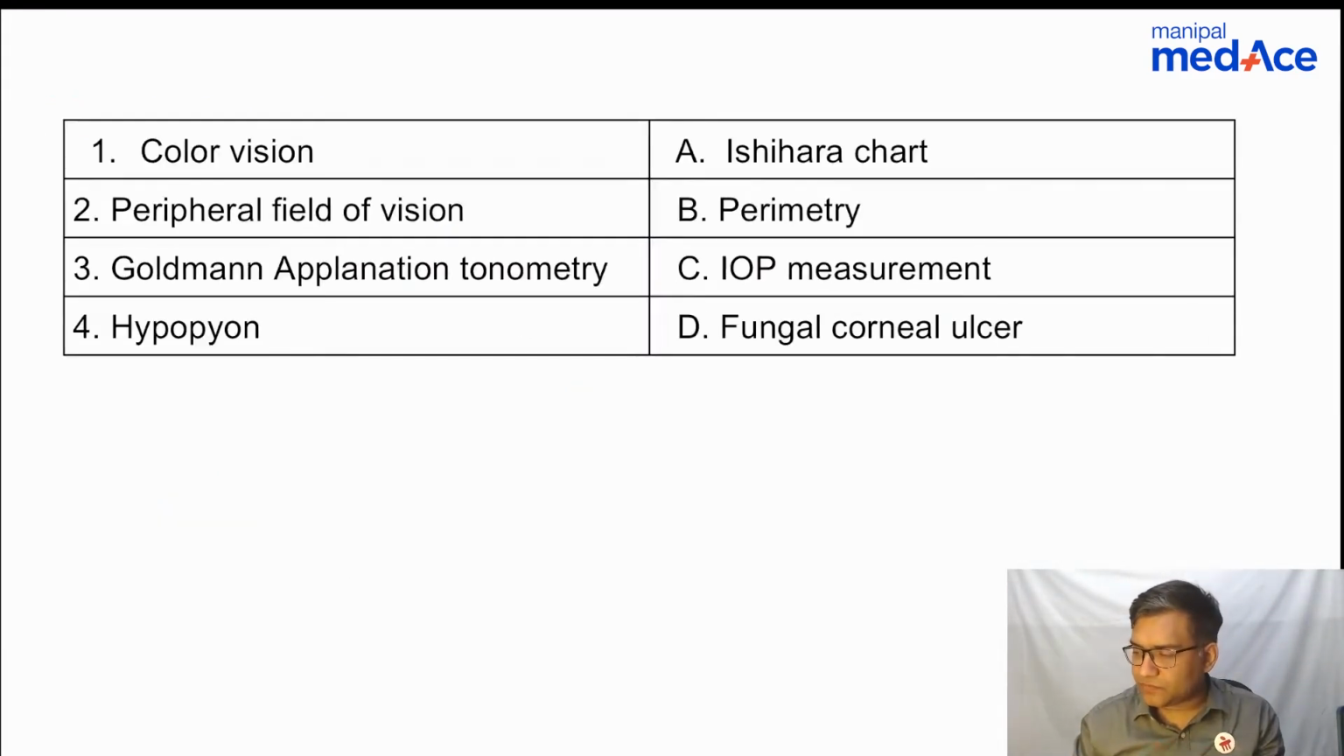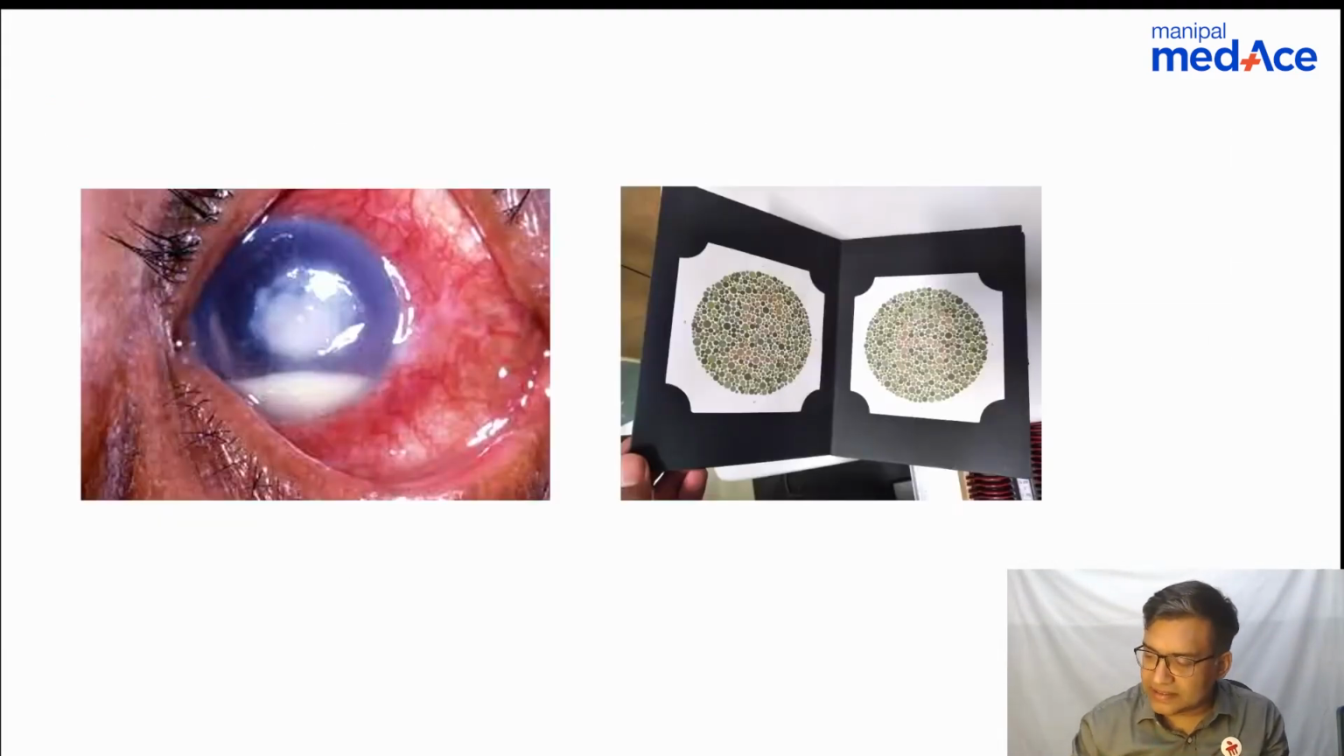So let's see a few images here. You can see pus in the anterior chamber that is there in patients of fungal corneal ulcer as well as bacterial corneal ulcer. You can also see it in uveitis. So this is the hypopyon.